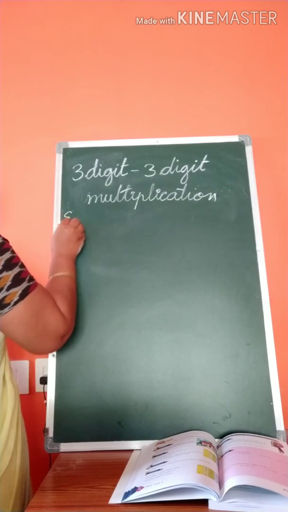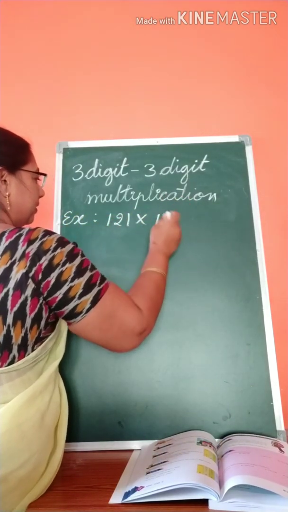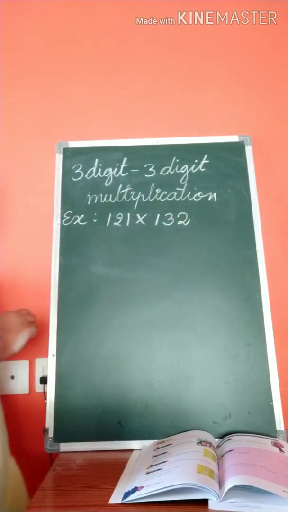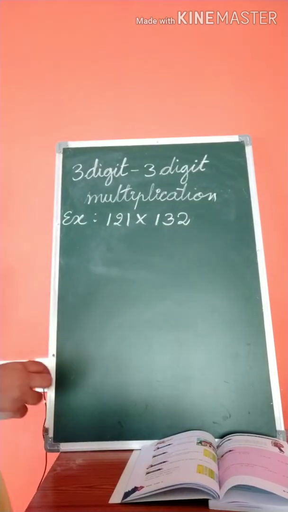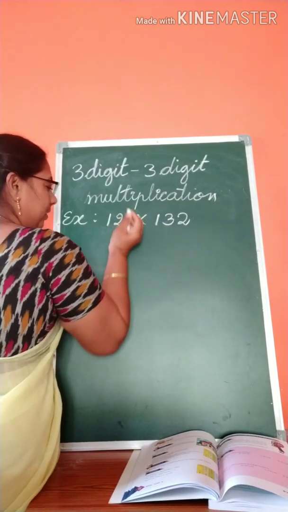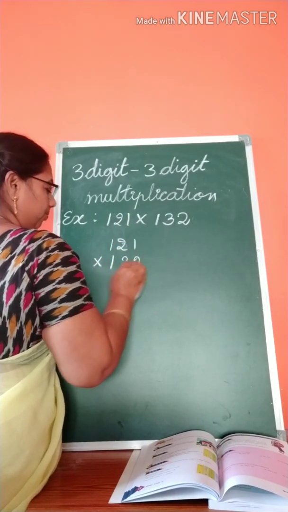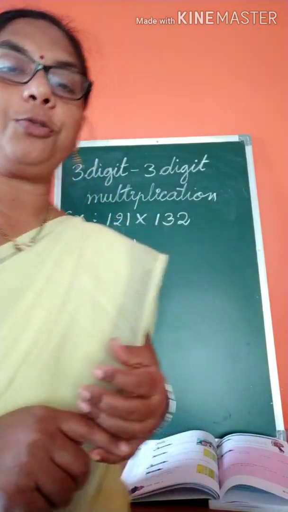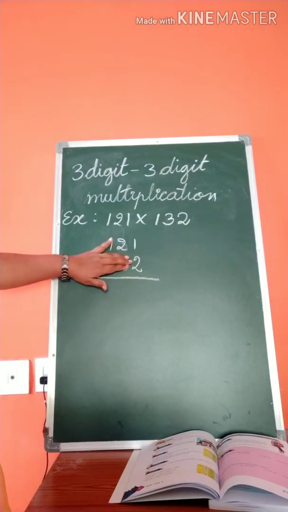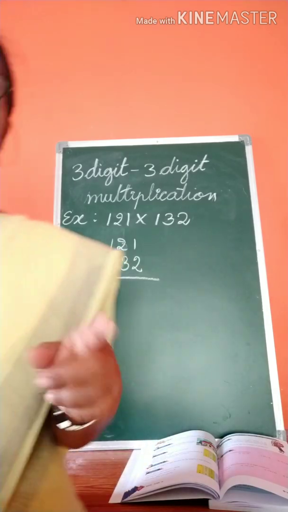Okay, children. First, coming to without regrouping, let us take an example, that is 121 multiplied by 132. Okay, children, multiply 121 with 132. First, arrange them in columns. 121 into 132. Already in the 2 by 2 multiplication, I told that we have to forget the numbers in the tens place in the ones place in which we are multiplying, right? We have to take only the digit in the ones place.